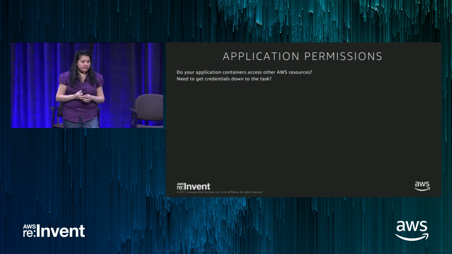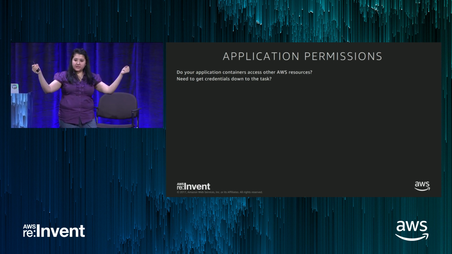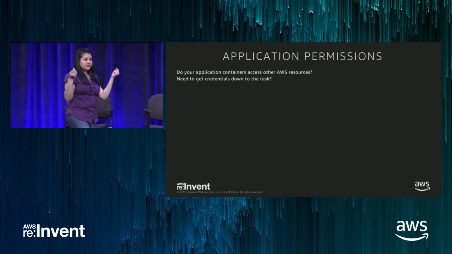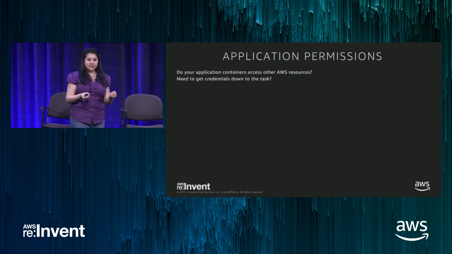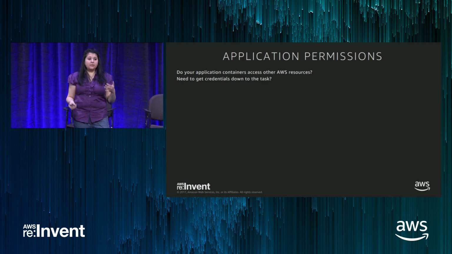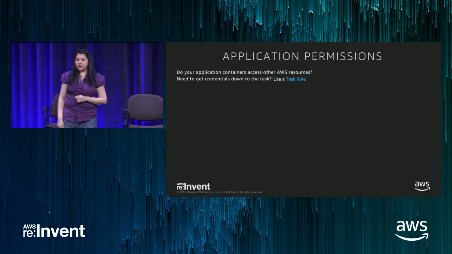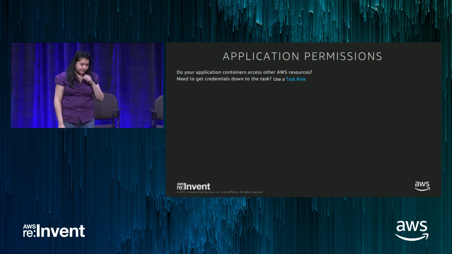All right, application level permissions. Again, this is your application accessing AWS resources. It needs AWS credentials. How do these credentials get passed down to your task? We certainly don't want you to hard code any AWS credentials into your container images. We also don't want you to be burdened with building orchestration software that injects credentials into your containers at runtime. And so we solved that for you using an IAM task role.